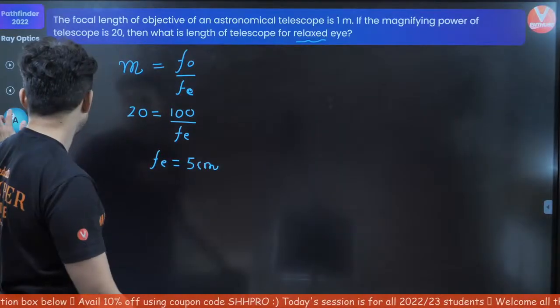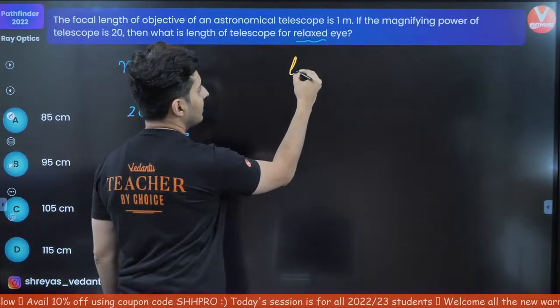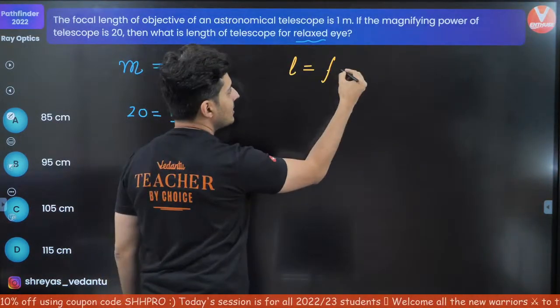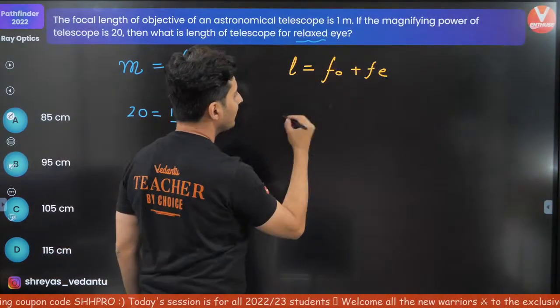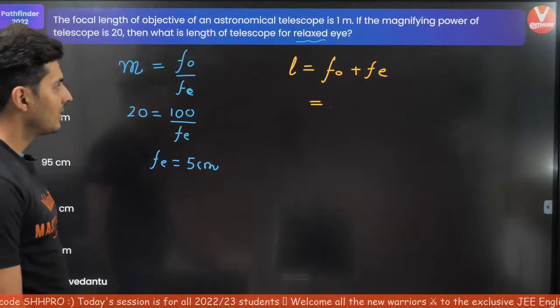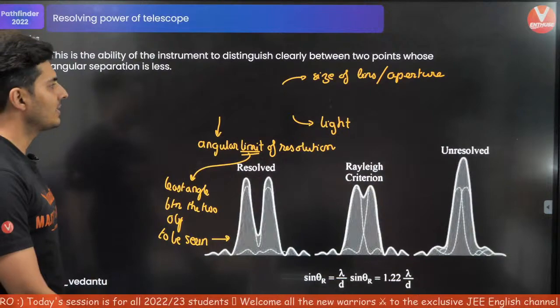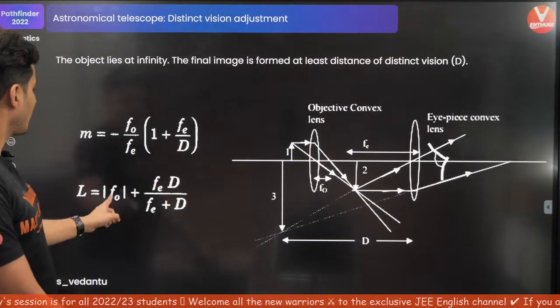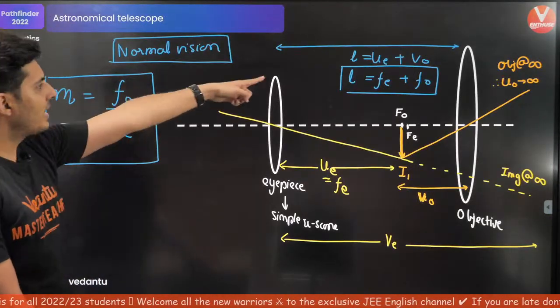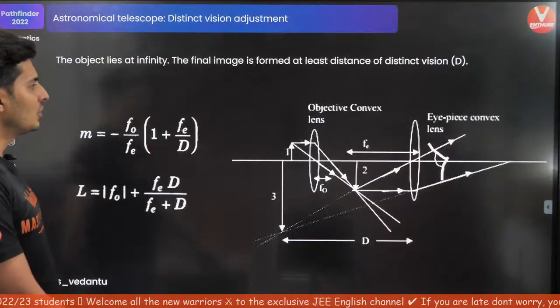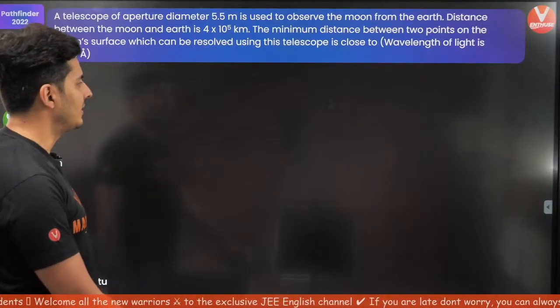Got it? Next, did I not tell you the length of a telescope is just f0 plus fe? I just gave you that some time back over here. You can see it right over here. I've given it to you. It is f0 plus fe. That's it. So use that formula right over here and you will get the answer.